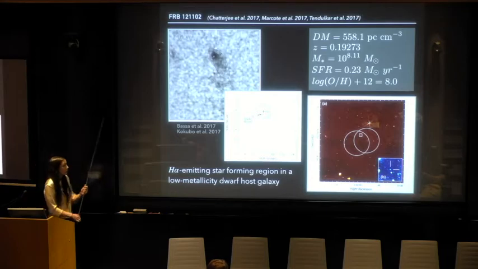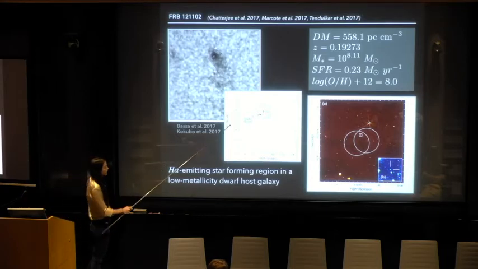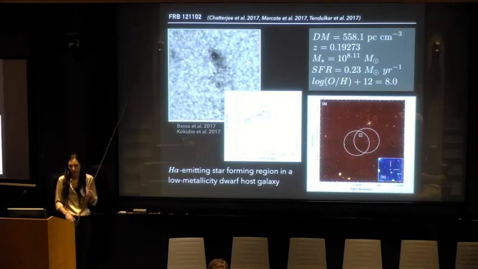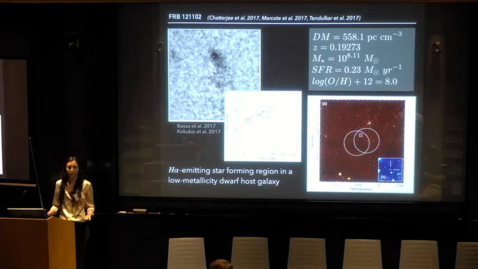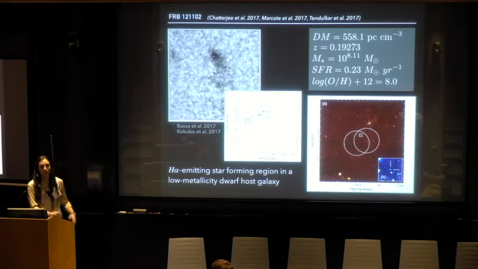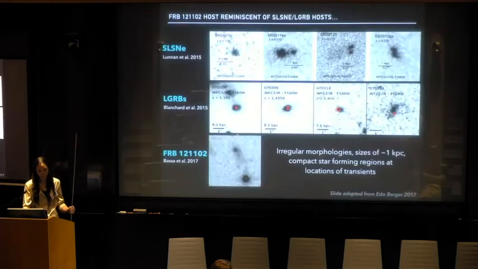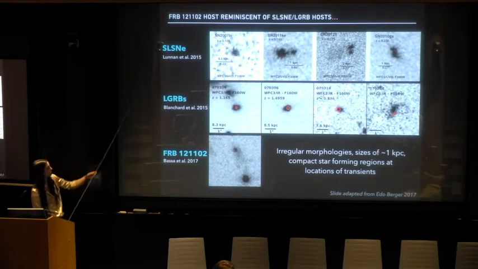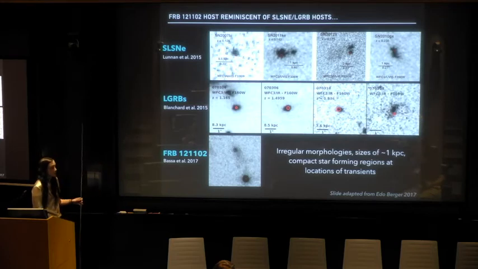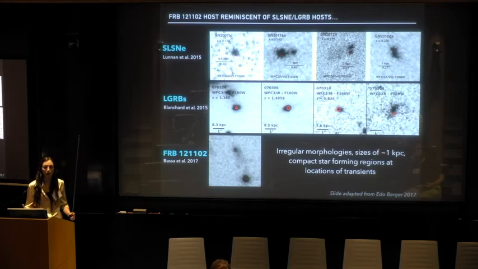The actual position of the FRB was resolved to this bright star-forming region. And this, of course, was used to invoke a possible connection between superluminous supernovae and long GRBs, these two classes of transients that occur preferentially in these types of galaxies. And in fact, the irregular morphologies that we see from the hosts of both of these transients is really consistent with what was seen from the repeater. So again, this is hinting at this possible evolutionary link between these types of events.